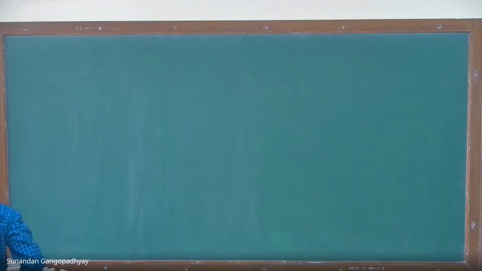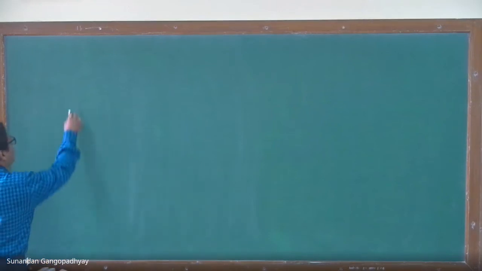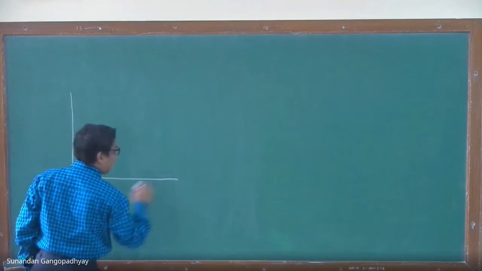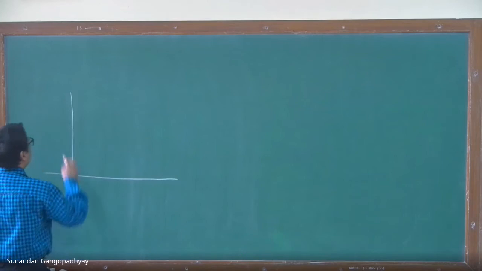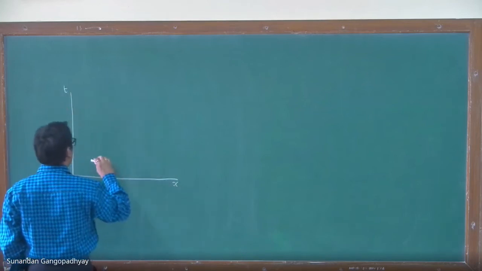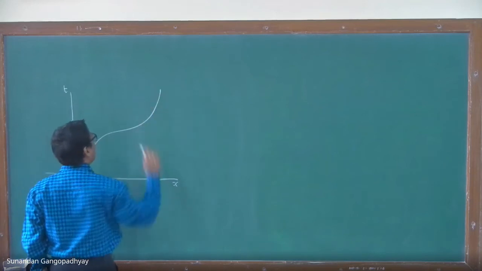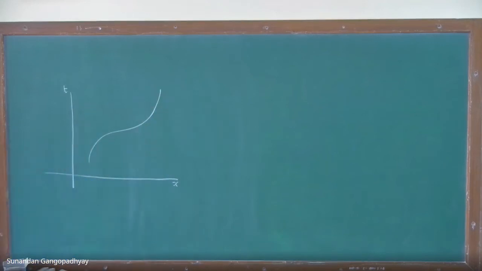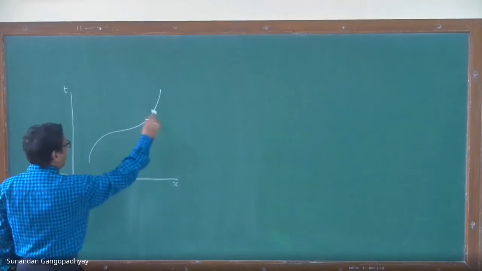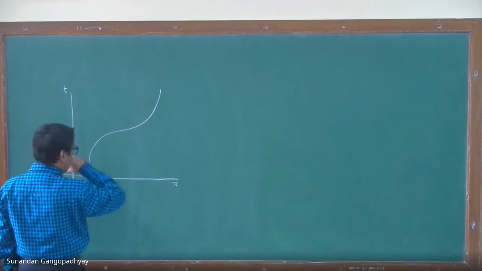So let us briefly recapitulate what we have already done. We were looking at transformation of coordinates. We assume that a particle, or an observer, is moving in the x direction, and this is the world line of the observer.